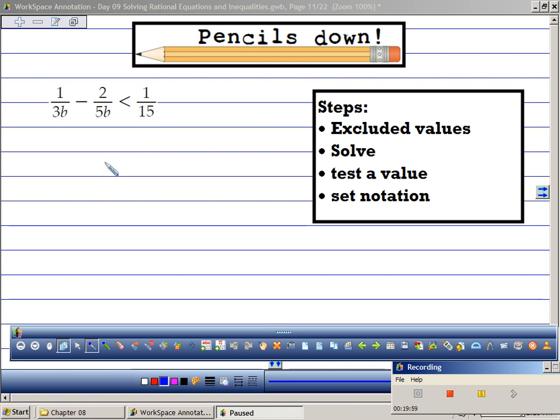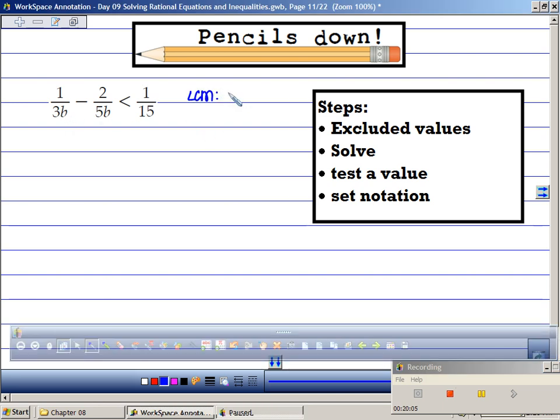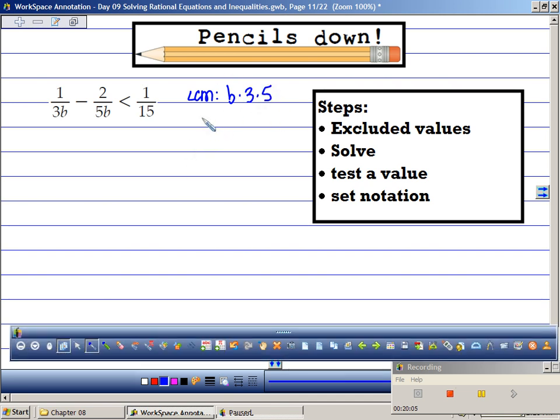All right, let's try one more, but this one's a little bit different. So my LCM on this one is a B, a 3, and a 5. However, B cannot be 0.